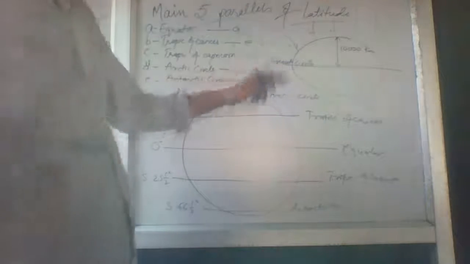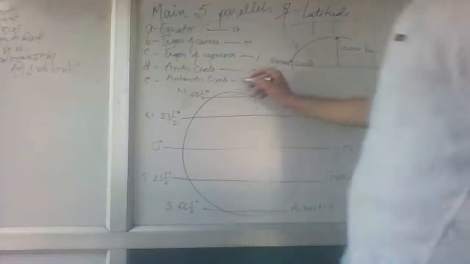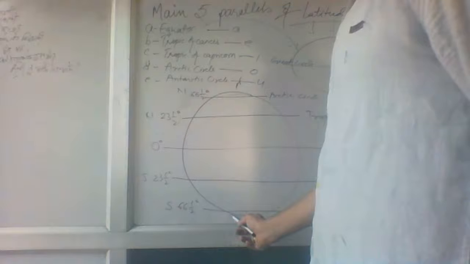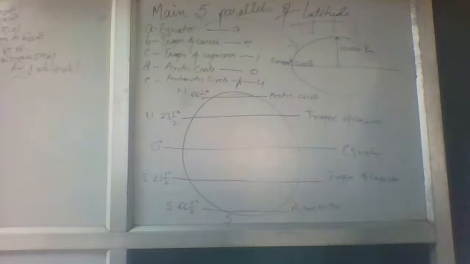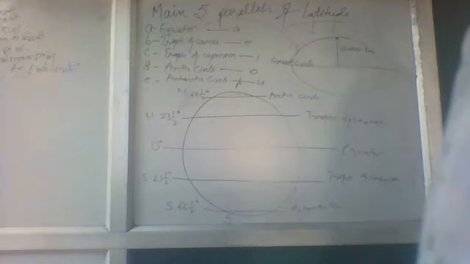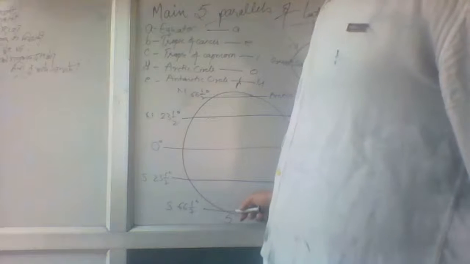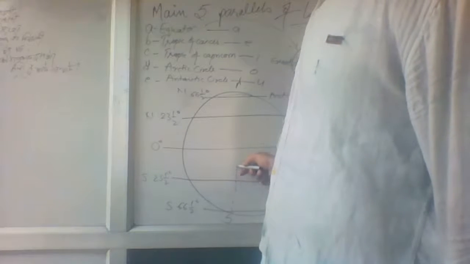From the equator towards the north: Tropic of Cancer, Arctic Circle. This is the North Pole. This is the South Pole. Got it? Imaginary lines.